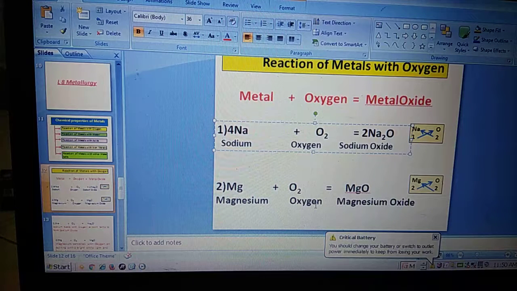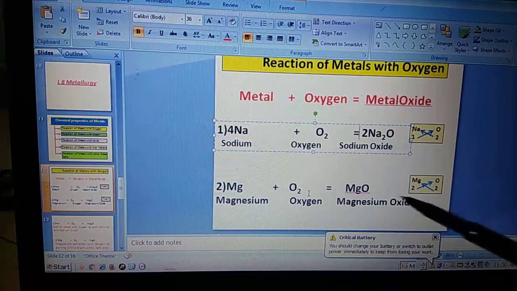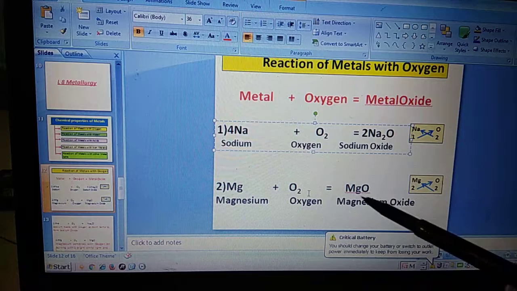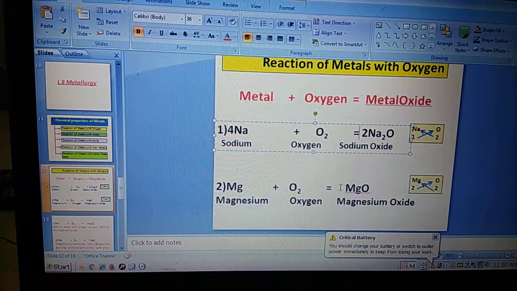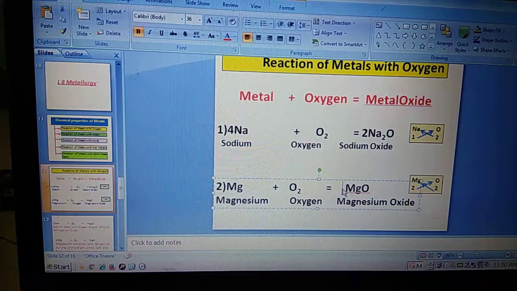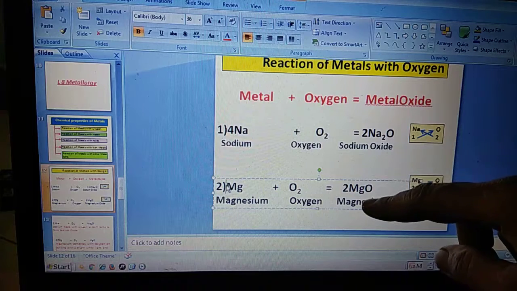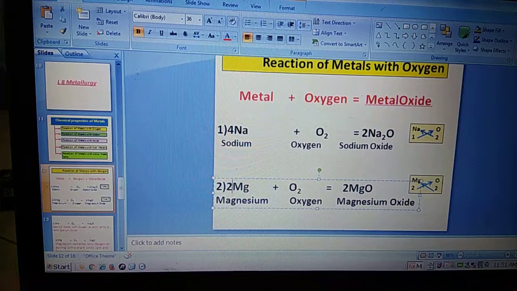I have not balanced it. Now I will balance this reaction. So again children, you can see here it is O2. Since it's a gas, it is oxygen, O2. So to balance the oxygen element on the right side, what do I have to do? I will have to write 2 over here. So what happens? The number of oxygen atoms became 2. Now since I have changed, oxygen became 2, at the same time, magnesium also has become 2. So I have to make it 2 on this side also.